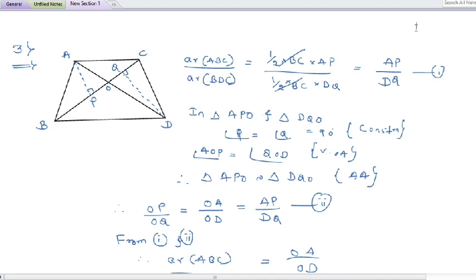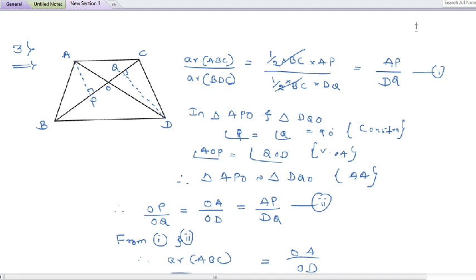So, consider the triangles APO and DQO. Angle P is equal to angle Q; by construction it is 90 degrees. Angle AOP is equal to angle QOD, since they are vertically opposite angles. If these two angles are equal, then these two triangles are similar according to the AA similarity criterion. If they are similar, then their corresponding sides are in proportion. So, OP by OQ is equal to OA by OD is equal to AP by DQ. Call this equation number 2.